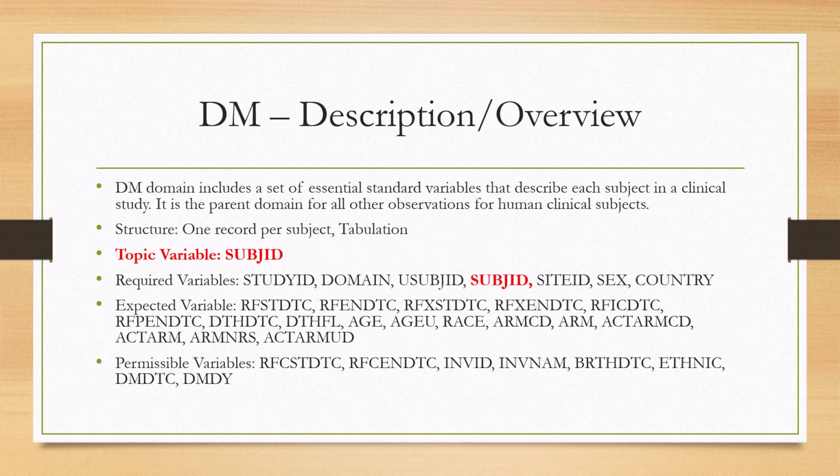The DM domain is crucial because it uniquely identifies each subject. It provides subject level attributes required for analysis. It also links with almost every other domain using the USUBJID. It forms the basis of subject disposition, demographic subgroup analysis, and the study population summaries.